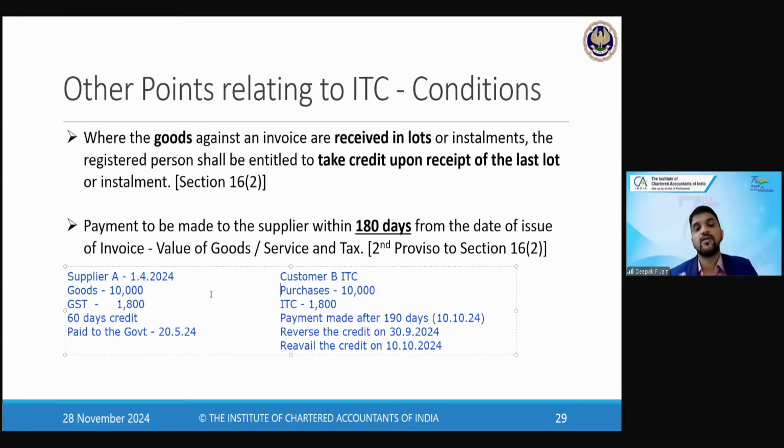No, it doesn't affect, because the reversal, what we do, is the reversal which I will do in my returns.